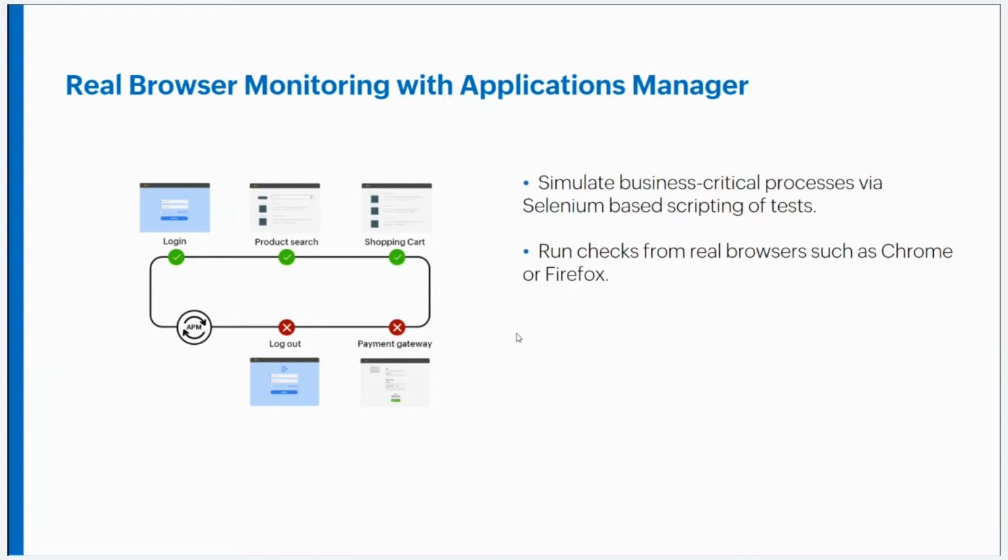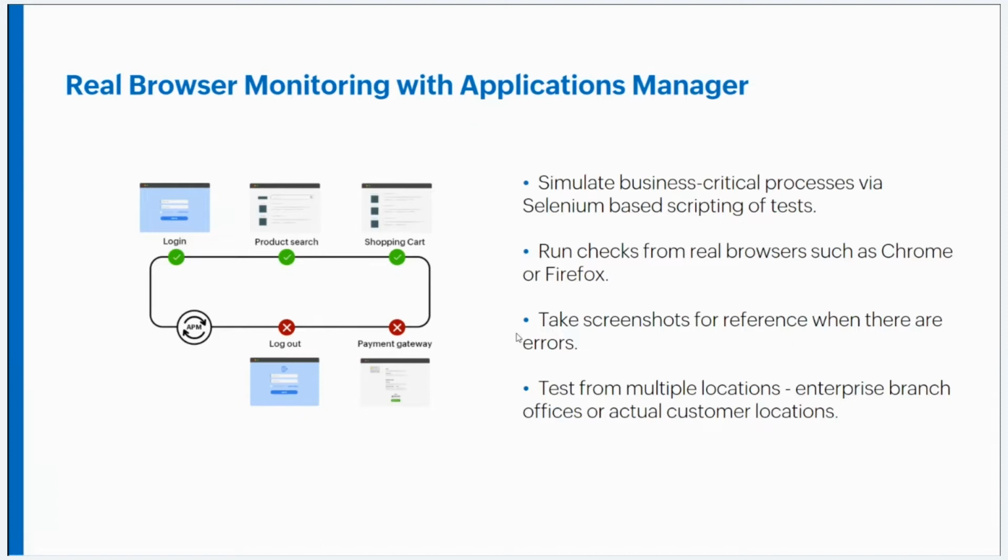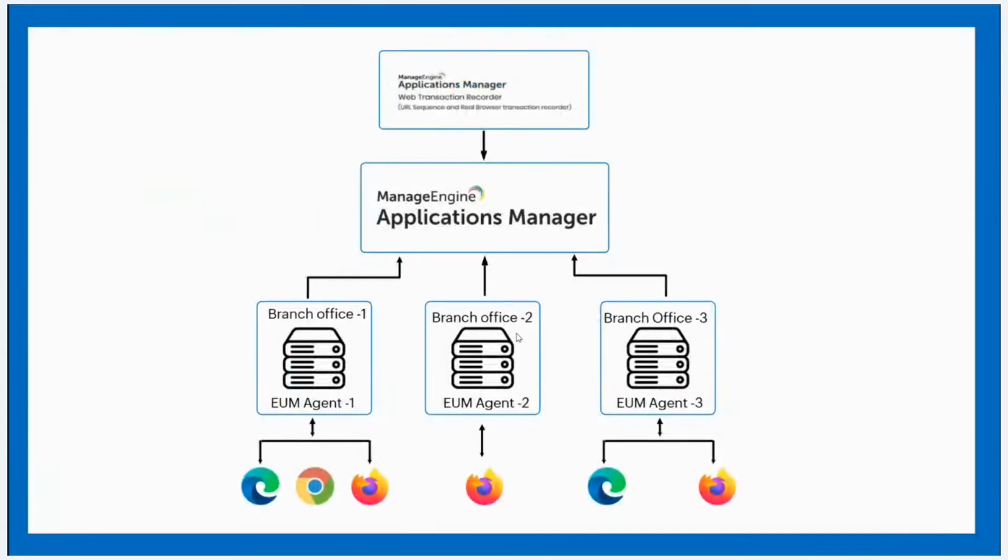Applications Manager then opens up a real browser in which it plays the recorded transaction again to identify if any error occurs. During the playback, data collection takes place and all the performance metrics are then published in the monitor dashboard. It also lets you take screenshots during the playback if there are any errors. The main advantage of synthetic transaction monitoring is that it helps you test it from different locations. To facilitate monitoring in multiple locations, we make use of end user monitoring agents.